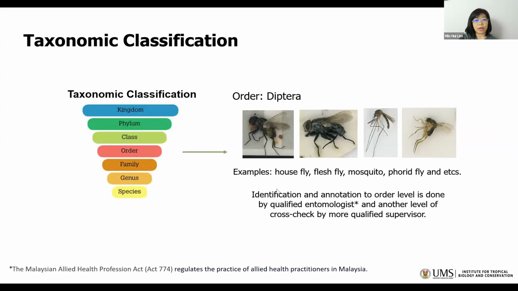In terms of annotation, I mentioned that we used two entomologists to do so. Our annotation did not go up to species level. We took the order level. For example, a housefly is in the order Diptera, and bees are from the order Hymenoptera. That is how the annotation happened.